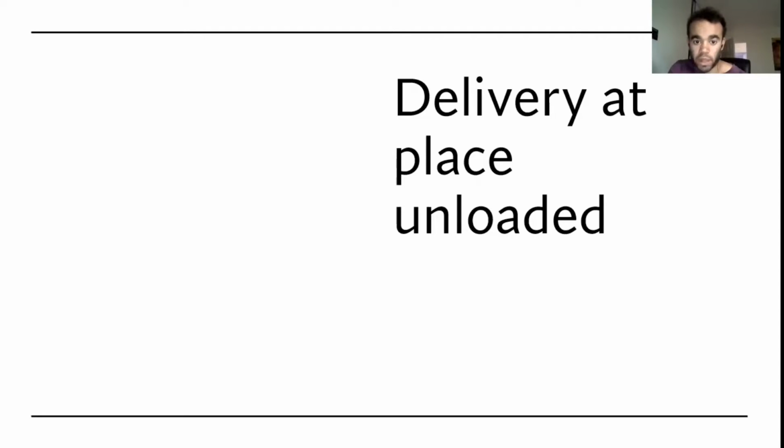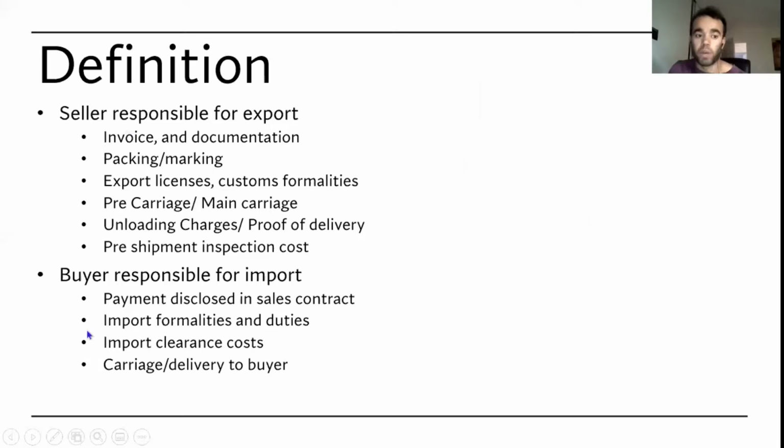So obligations for this Incoterm include the seller and the buyer. The seller is responsible for the invoice and documentation, any other documentation, packaging and marking, export licenses, and any customs formality fees. They're also responsible for pre-carriage and main carriage costs, unloading charges, and pre-shipment inspection costs.